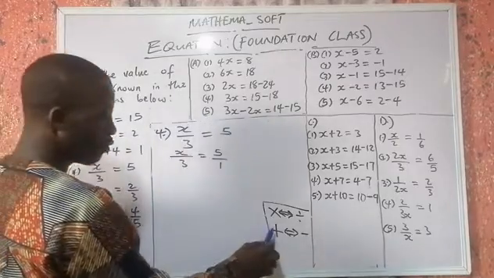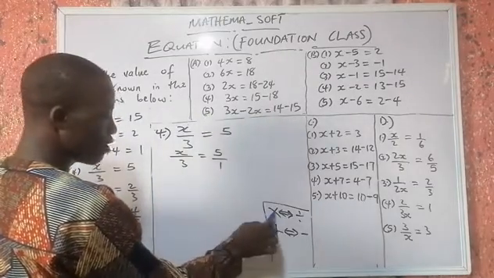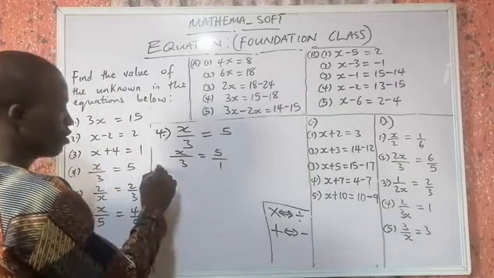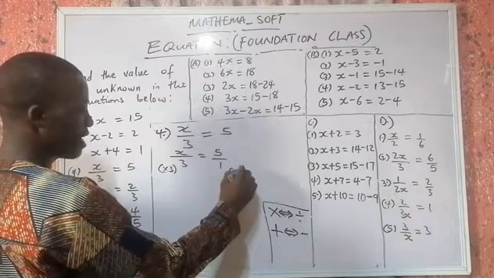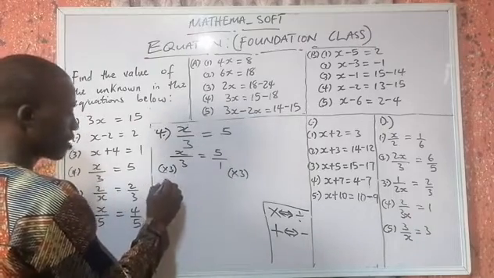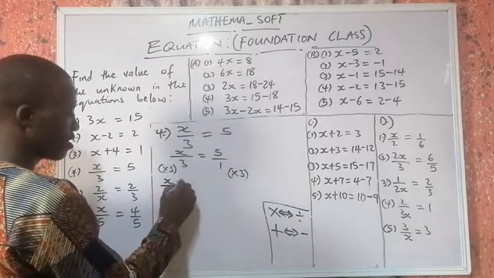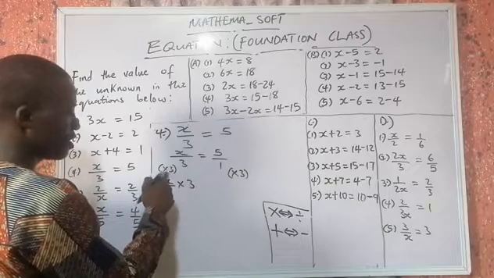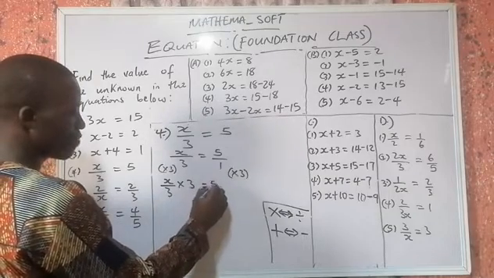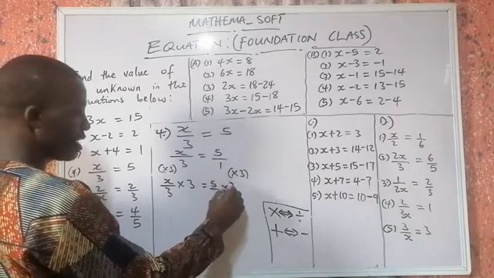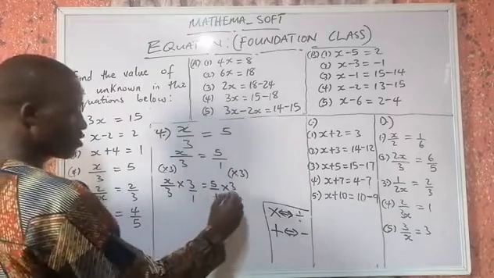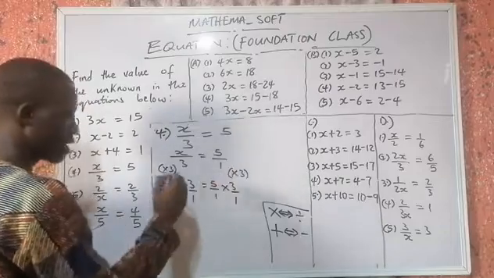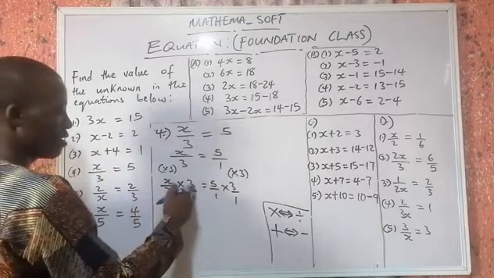So you can say that what? Let us remove division by what? Multiplication. So you multiply this side by 3. You multiply this side by 3. And that will give me x over 3 times 3, this 3, equals 5 over 1 times 3. Let us put this over 1 so that it will look like a fraction, and this over 1, it will look like a fraction.